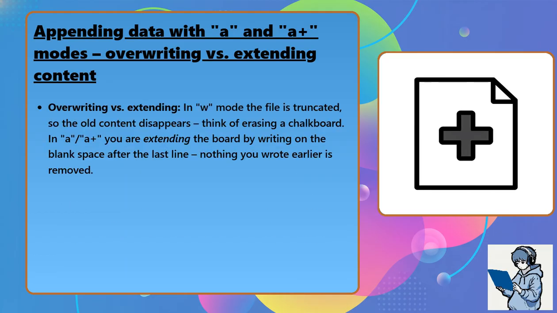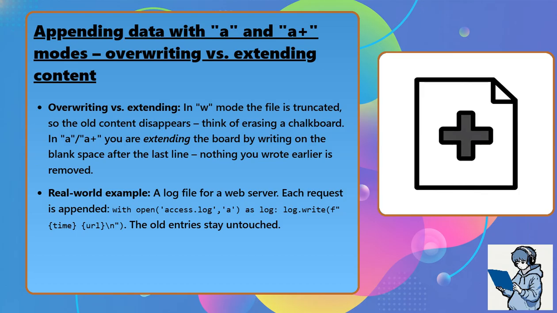Overwriting versus extending. In W mode, the file is truncated, so the old content disappears. Think of erasing a chalkboard. In A or A+, you are extending the board by writing on the blank space after the last line. Nothing you wrote earlier is removed. Real-world example, a log file for a web server. Each request is appended, with open('access.log', 'a') as log: log.write(formatted string with time and URL, newline). The old entries stay untouched.